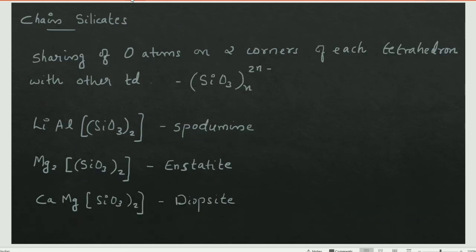The next category is chain silicates. Sharing of oxygen atoms on two corners of each tetrahedron with another tetrahedron unit is called chain silicates, and the basic unit is (SiO3)n 2n-. Remember this basic unit. The examples are spodumene, LiAl(SiO3)2, enstatite, MgSiO3, and diopside, CaMg(SiO3)2.